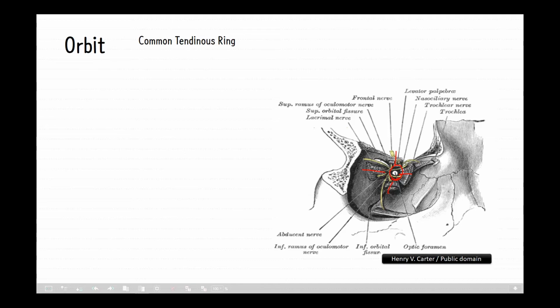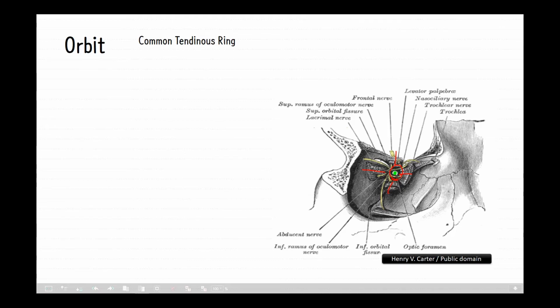The optic nerve and ophthalmic artery enter the orbit via optic canal and so lie within the common tendinous ring. This is the optic canal. The superior and inferior divisions of the oculomotor nerve, the nasociliary branch of the ophthalmic nerve and the abducens nerve also enter the orbit within the common tendinous ring, but they do so via superior orbital fissure, not via optic canal. The trochlear nerve and frontal and lacrimal branches of the ophthalmic nerve all enter the orbit through the superior orbital fissure but lie outside the common tendinous ring.